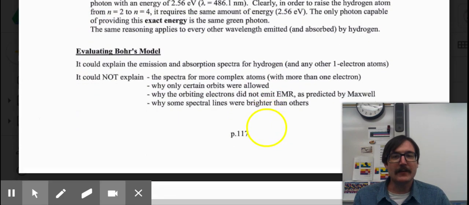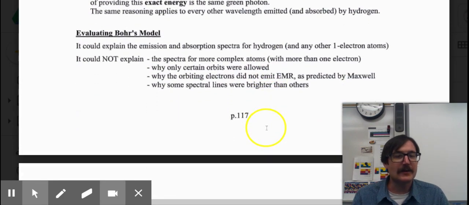Okay, in evaluating Bohr's model, it could not explain emission and absorption spectra for hydrogen and any other one-electron atoms. Okay, it could not explain the spectra for more complex atoms with more than one electron. Why only certain orbits were allowed? Why the orbiting electrons did not emit electromagnetic radiation as predicted by Maxwell. An accelerating charge should produce EMR and lose energy.